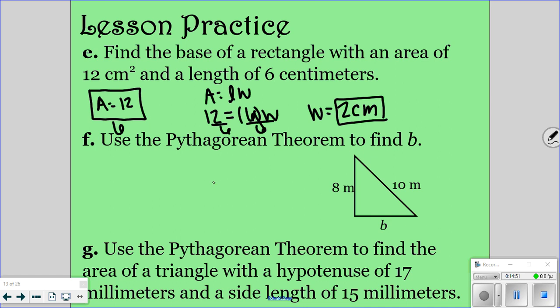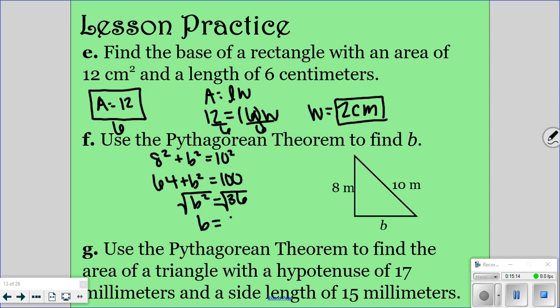For this next one, we want to use the Pythagorean theorem. So we would say 8 squared plus b squared equals 10 squared. So a squared is 64 plus b squared equals 100. If you subtract, b squared will equal 36. And then you take the square root, and b equals 6. And our units are meters. So 6 meters would be your answer.